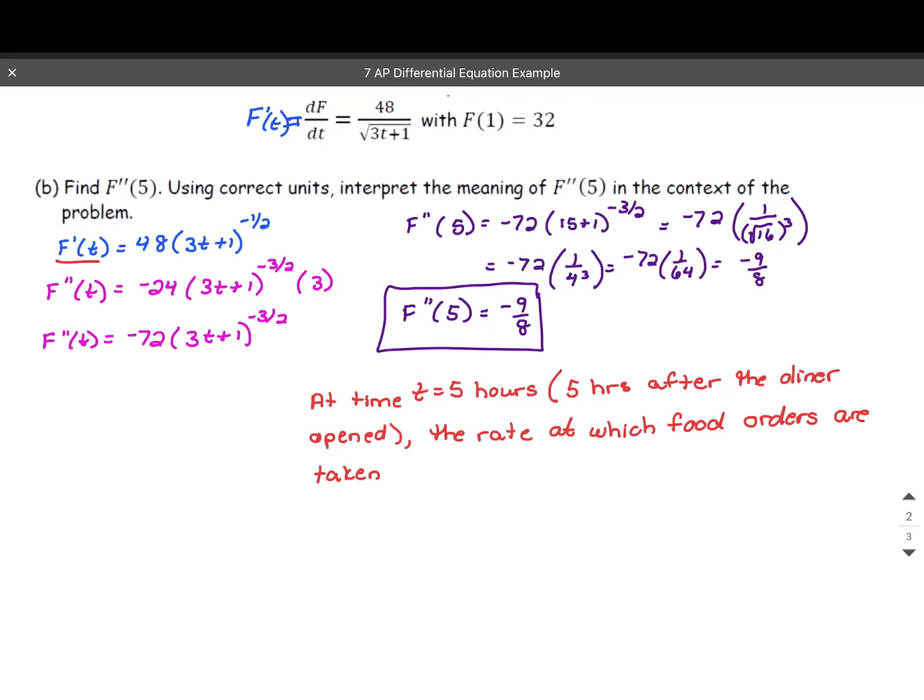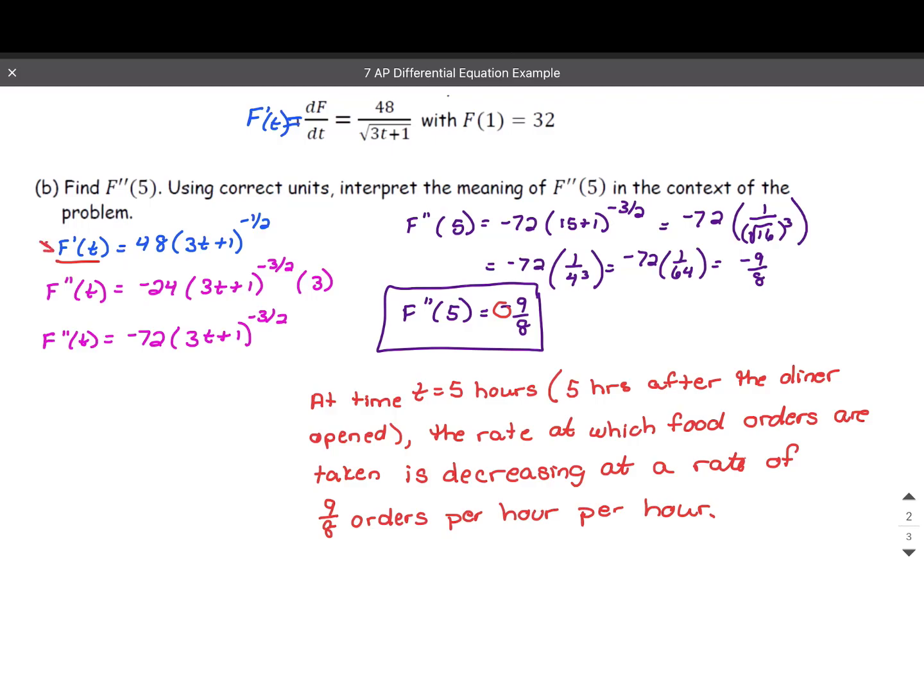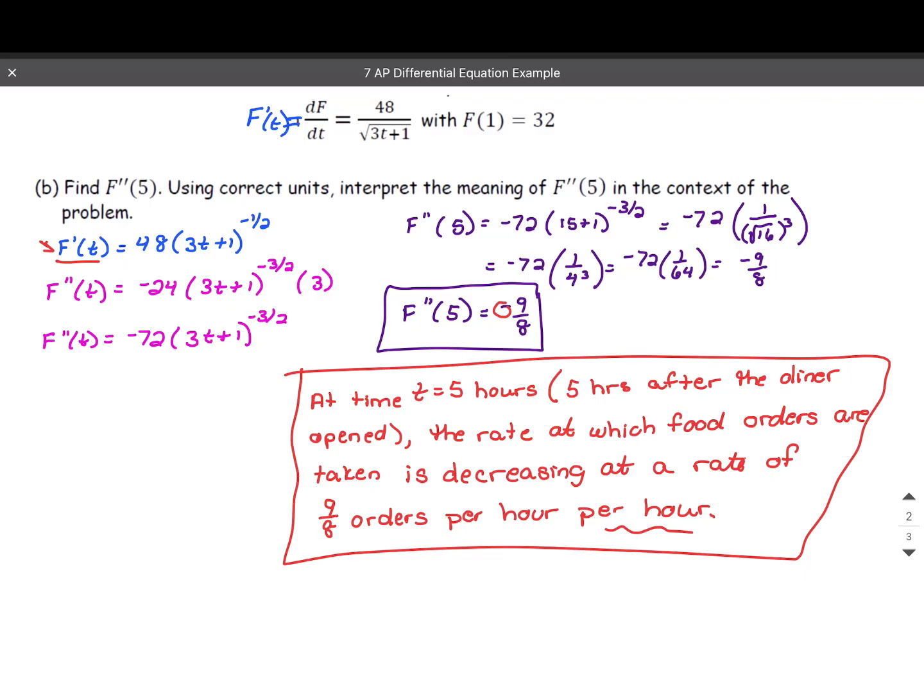right? Because f prime was the rate at which food orders were taken, but now we took the second derivative, and that is changing, or is decreasing because it's negative, is decreasing at a rate of 9/8 orders per hour. Okay, because remember the rate of change, the unit on f prime was orders per hour. Then we took the derivative again with respect to time, which is why it's per hour. This is our interpretation. Whew. Okay, we're still not done.